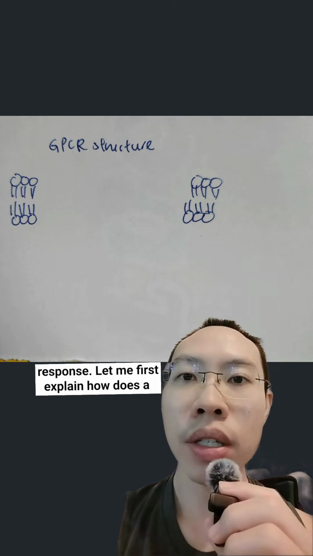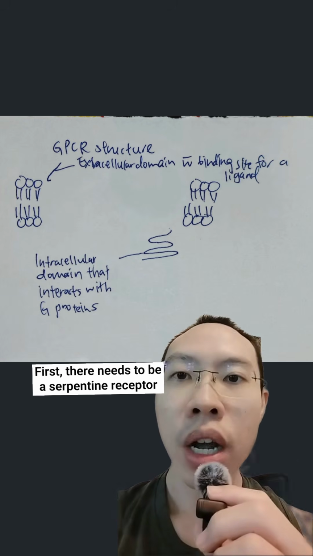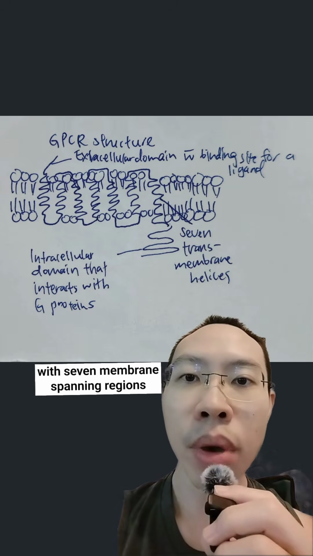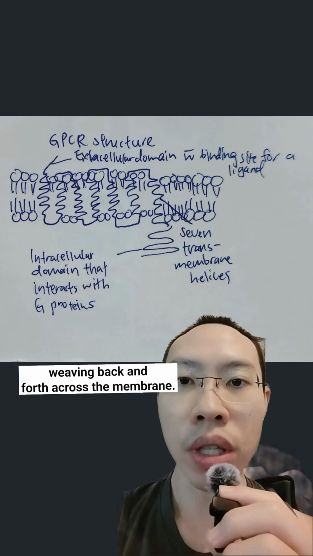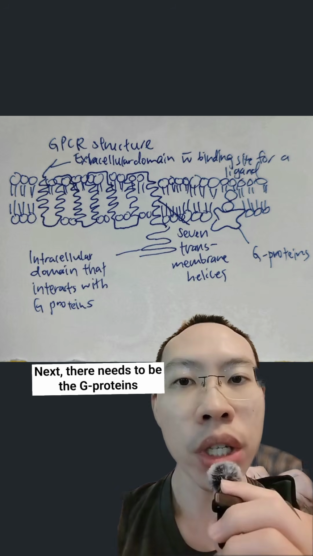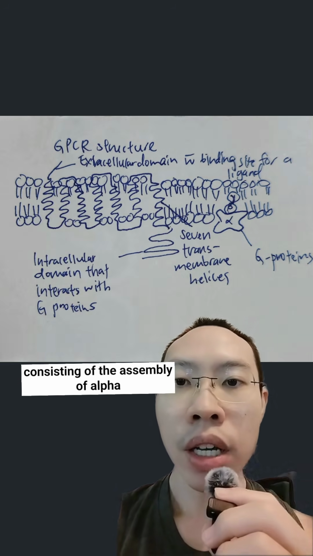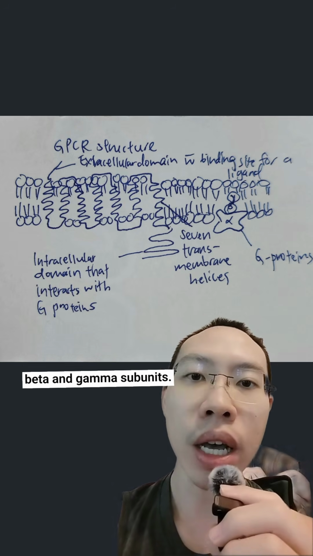Let me first explain how a G protein coupled receptor works. First, there needs to be a serpentine receptor with 7 membrane spanning regions weaving back and forth across the membrane. Next, there needs to be the G proteins, which are small membrane associated proteins consisting of the assembly of the alpha, beta, and gamma subunits.